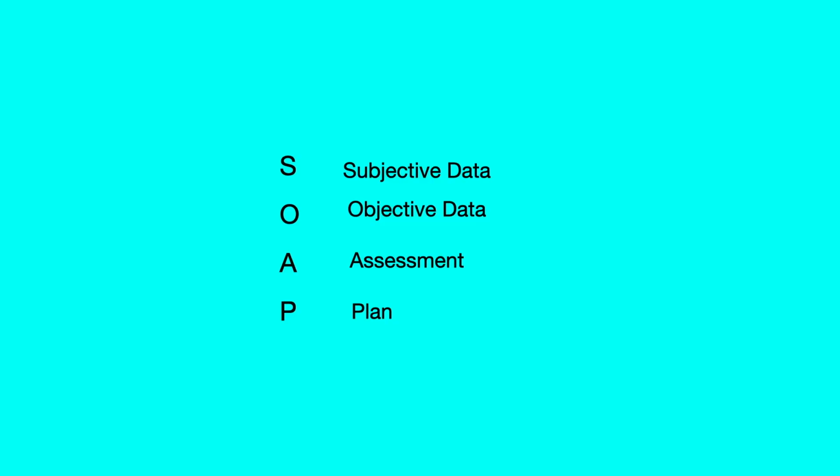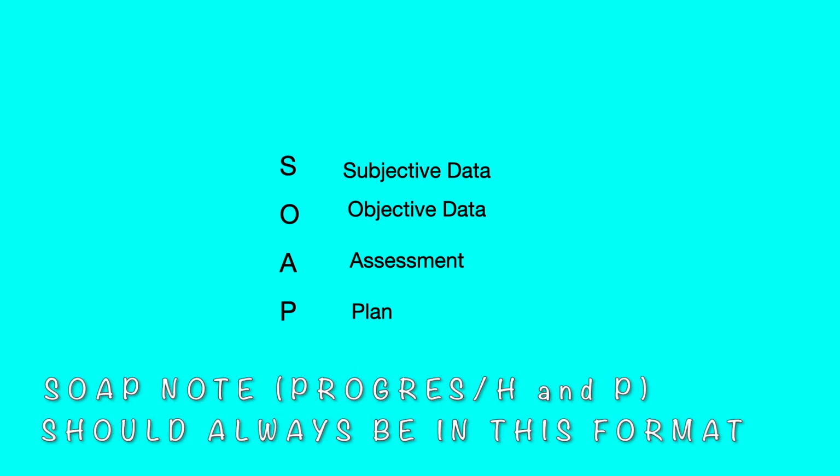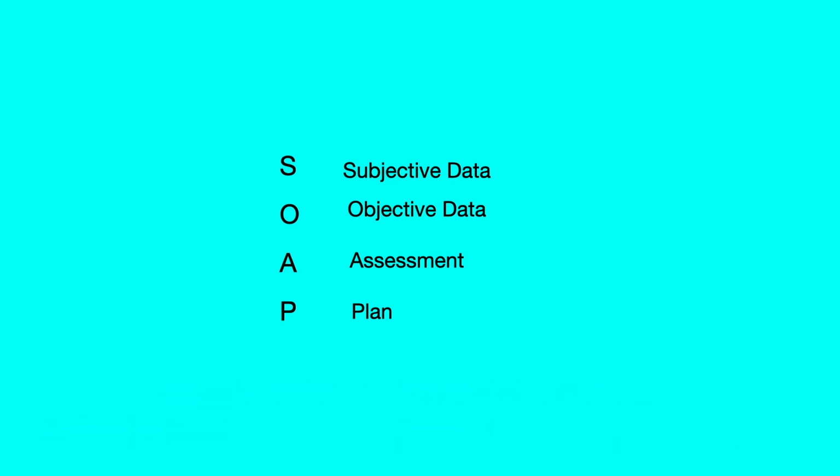The acronym right here, if you don't know what it stands for: S is for subjective data, the O is for your objective data, and then the A is assessment, and the P is for plan.